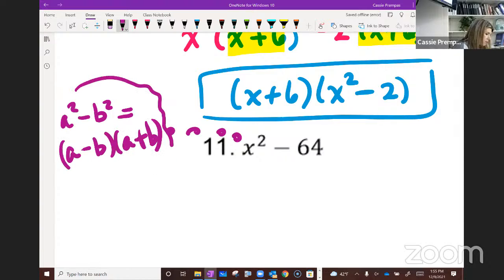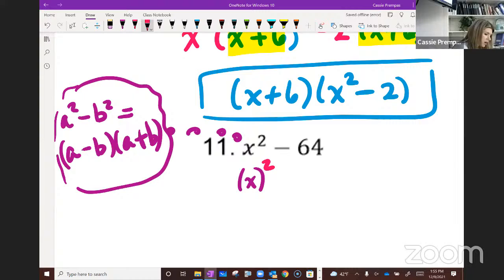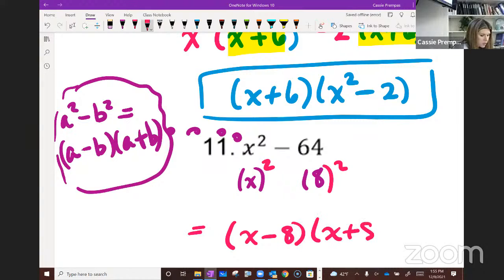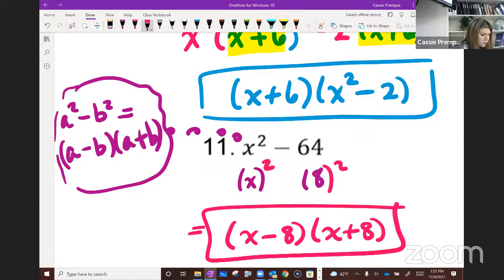So if you're like, I don't remember what to do with this type, this is the rule you're looking for. But then you do have to know what is being representative of a. And you guys told me that would be x because we have x squared. And the value that's being representative of b would be 8 because that's 8 squared. So this is going to factor down into x minus 8 times quantity x plus 8. Could be x plus 8, x minus 8.